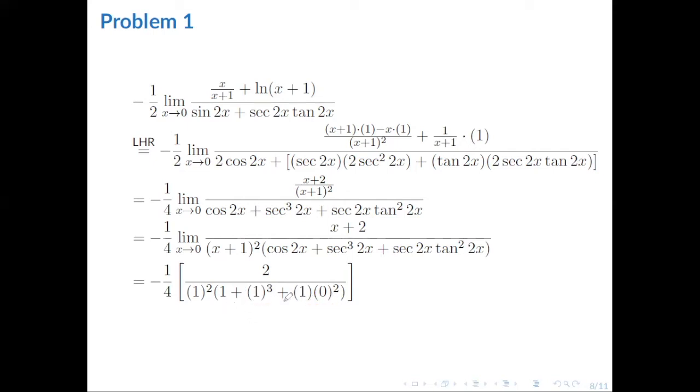So, we get here 2 times 1. So, 2. Basically, itong buong to is just 2 over 2, which is equal to 1. So, multiplying negative 1/4 to 1 is negative 1/4. So, yung limit nung kaninang expression na dapat nating gamitan ng L'Hopital's rule is negative 1/4. Sana malinaw tayo doon.